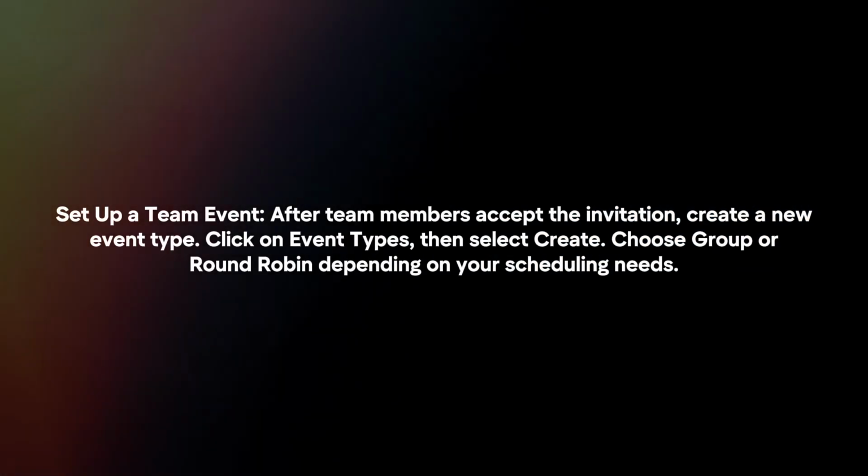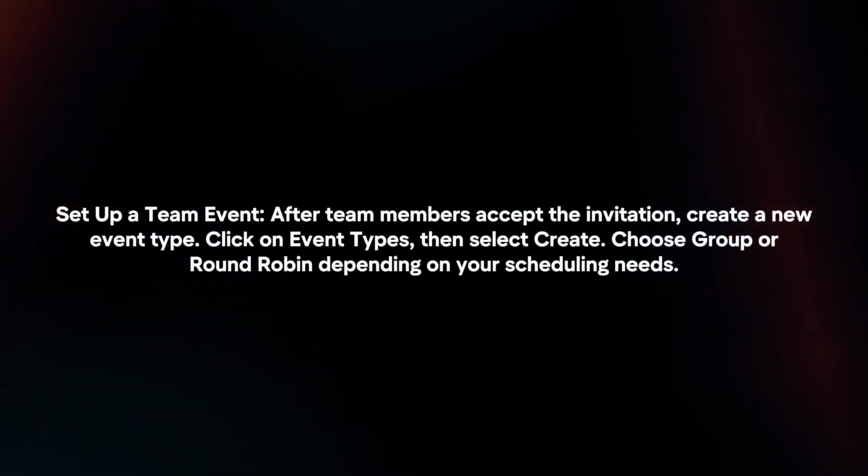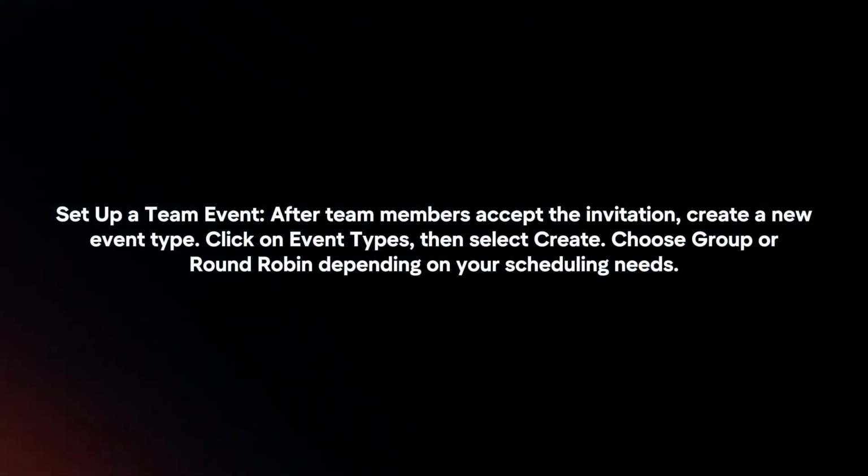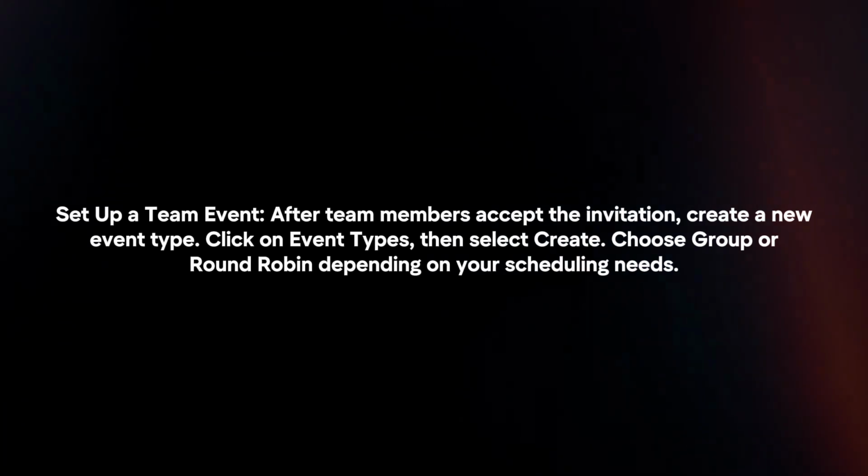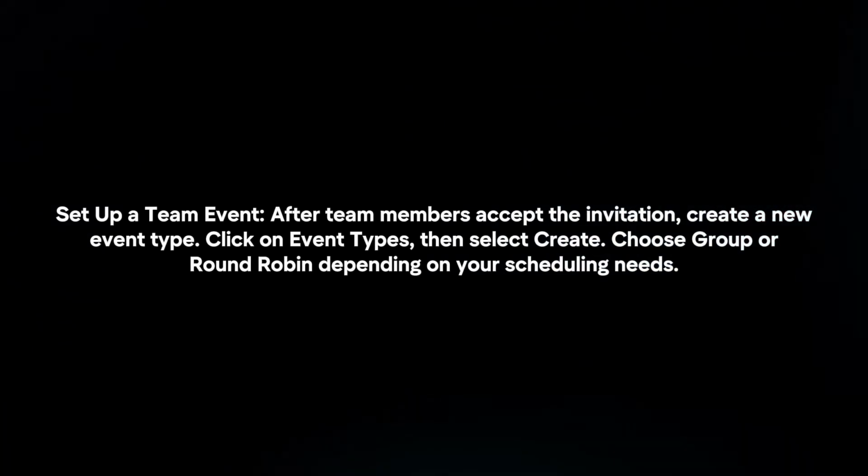Each member will receive an email invitation to join your team on Calendly. Set up a team event. After team members accept the invitation, create a new event type. Click on Event Types, then select Create. Choose Group or Round Robin depending on your scheduling needs.